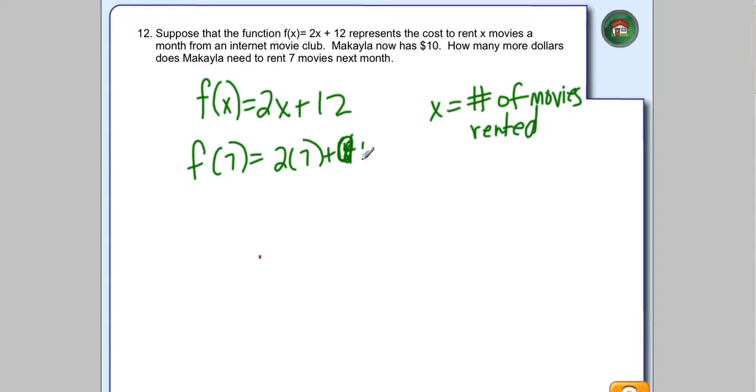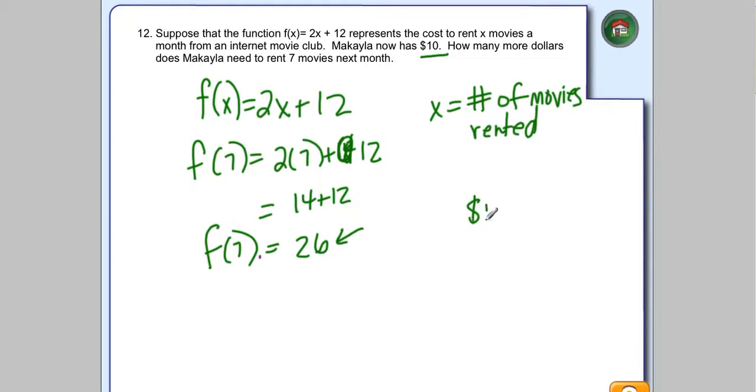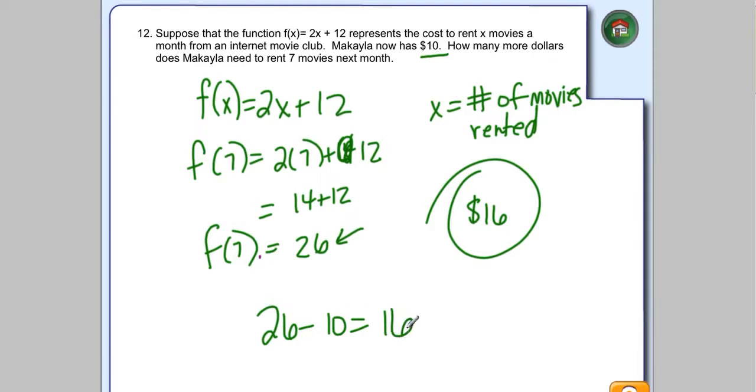So if she wants to rent 7 movies, then we would plug 7 in for x, and get 14 plus 12, which is 26. So f of 7 equals 26. Now, that means it's $26 to rent 7 movies. But she has $10. How much does she need? It would be $16. And you would get that by 26 minus 10 equals 16.